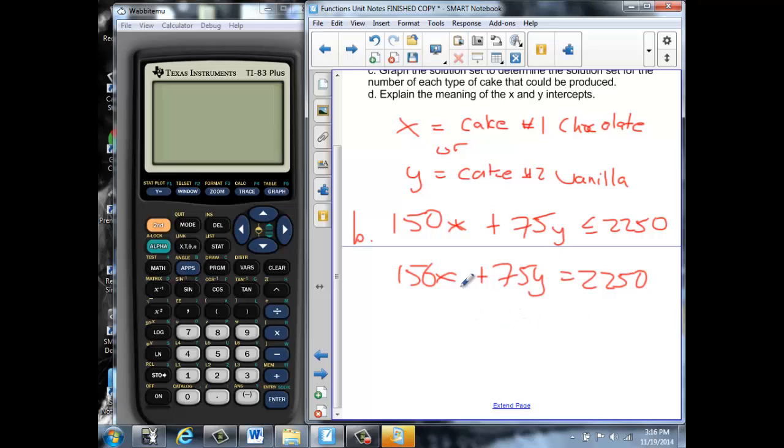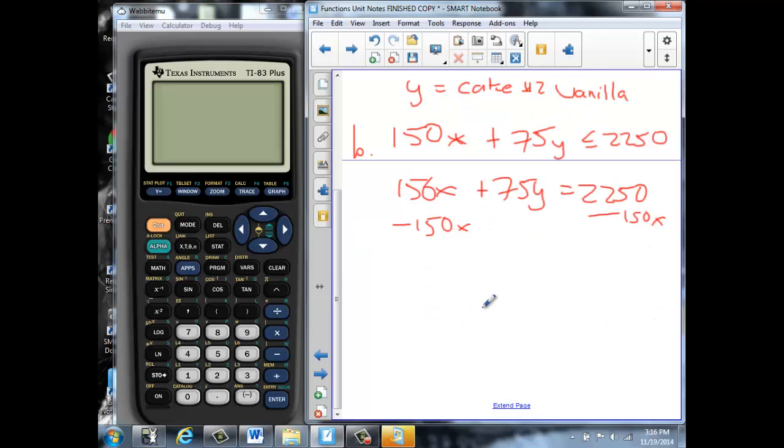So, how do I rearrange this as something I can type in my calculator? Well, it's actually not a quadratic. It's linear because there's no x squared. Subtract this from the flour. Get y by itself. Okay, subtract 150x, and then divide it by 75.